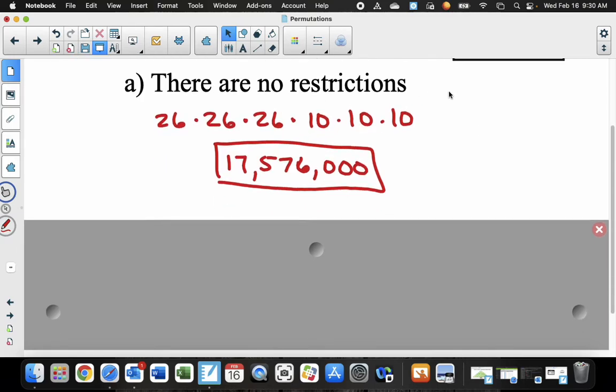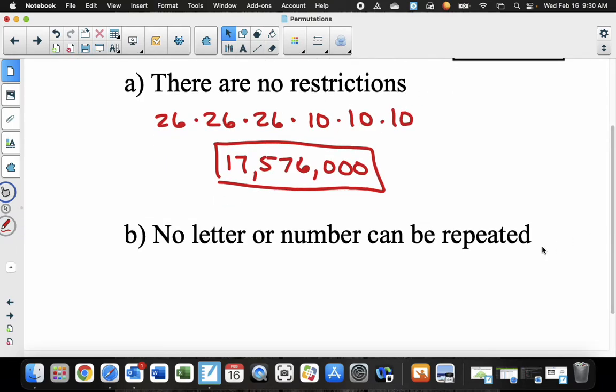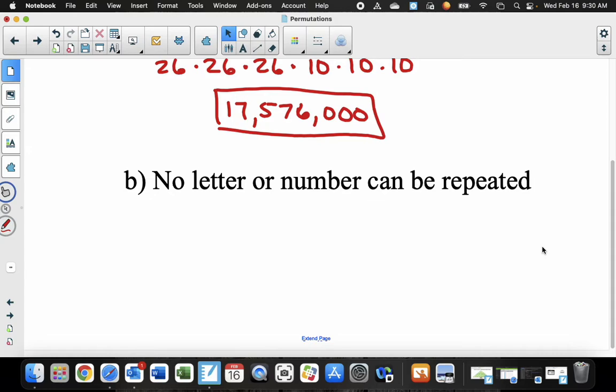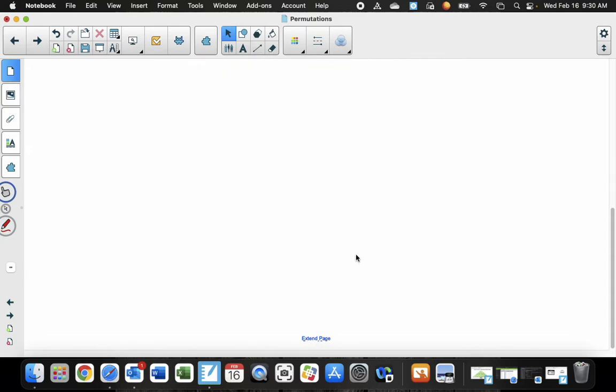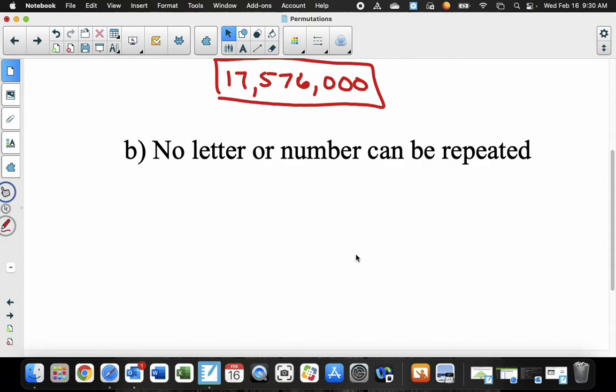And that's not even including the customized ones or any of those kind of things that you could have. Let's say we added in part B here. What if I added some restrictions? Saying that no letter or number could be repeated. So you can't have any repeated letters. You can't have any repeated numbers.